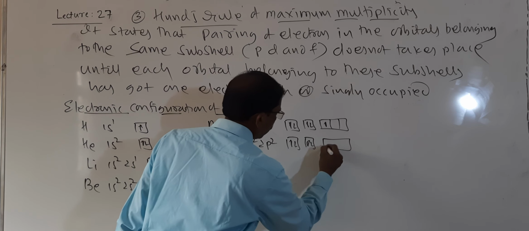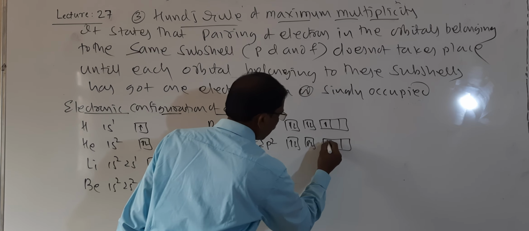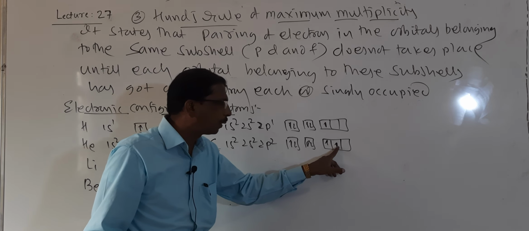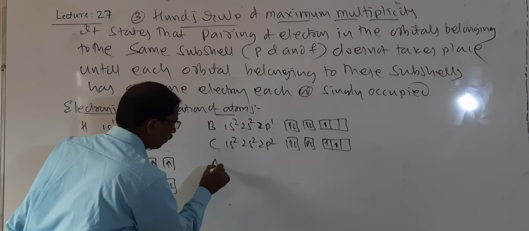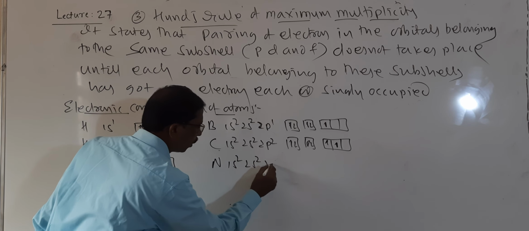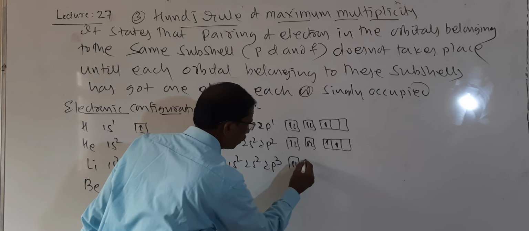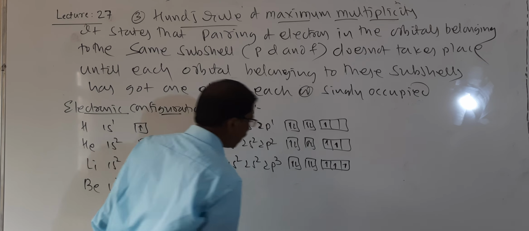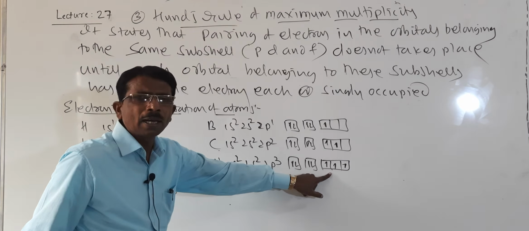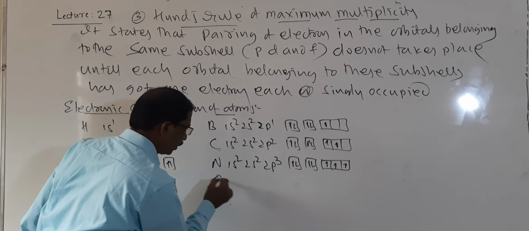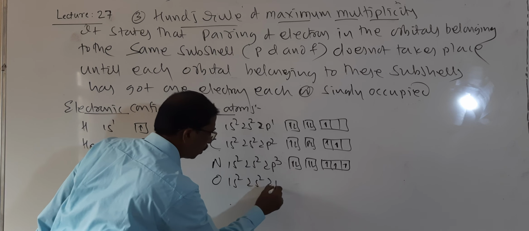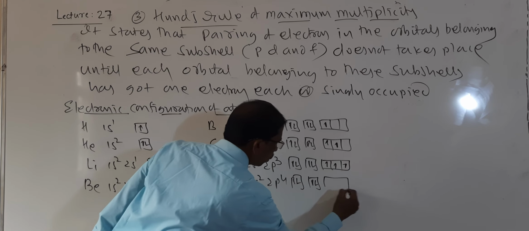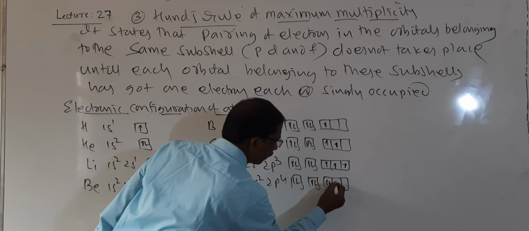Look here, again we have to follow Hund's rule. According to Hund's rule, we have to give one electron here, one electron here. And after carbon, nitrogen 1s2, 2s2, 2p3, again we have to send the electron into the last orbital. Now this p orbital is completed and then pairing will begin. Then oxygen, 1s2, 2s2, 2p4. Look here, pairing will start here.